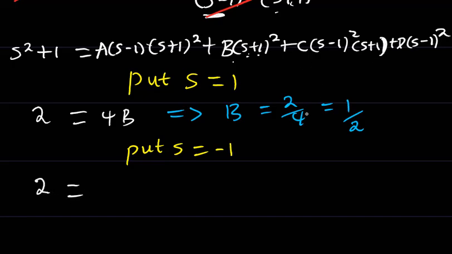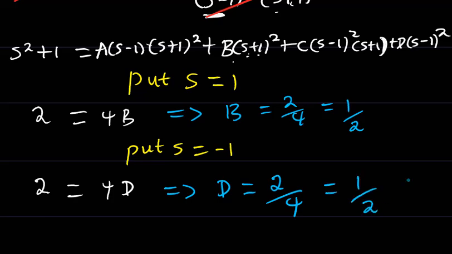So, of course, for d, this is minus 1 minus 1, that is minus 2 squared. Minus 2 squared is, of course, going to be 4. So I still have 4d. Rearranging this, d is going to be equal to 2 all over 4, which of course is 1 all over 2.